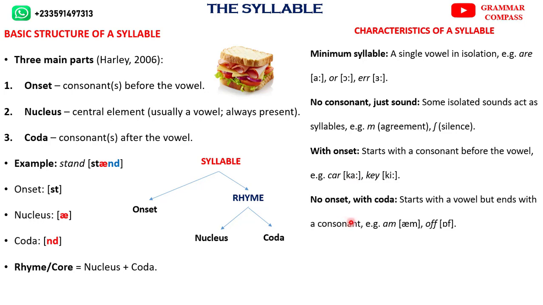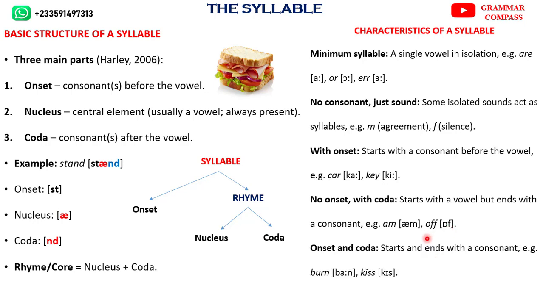Then there is a syllable with no onset but a coda. This means that the syllable starts with a vowel sound but ends with a consonant sound. We have this in words like an and off. An has the nucleus a, that is the vowel sound, and n, which is the consonant sound, the coda. Off also has the nucleus o and then the coda, which is f. It doesn't have any onset.